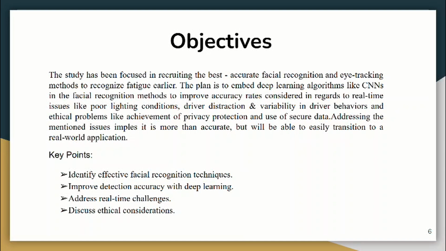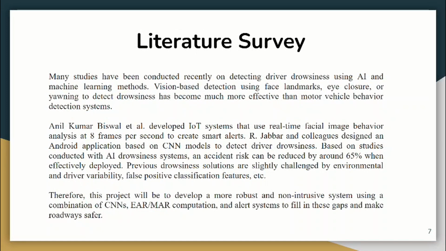Point number four, address ethical and privacy concerns. We keep all processing local to the vehicle, do not store biometric images, and encrypt any aggregated analytics that leave the device, ensuring GDPR compliant privacy protection. Together, these four objectives ensure our solution is not only accurate in the lab but also practical and responsible in the real world.